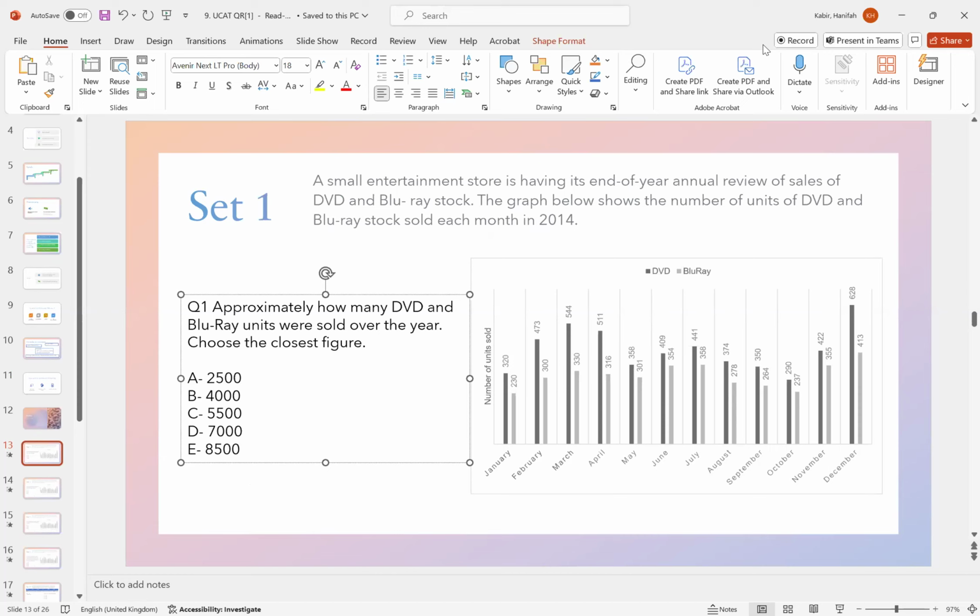It seems like most of you are a bit confused on this question. Essentially, what I would do is just eyeball things. There are 12 months and there are 24 stick, so whatever my average is, I am going to divide it by 24. Then I put how many DVD and Blu-ray units were sold over the year. Then I would eyeball things and think, for each one, it's give or take, let's say 600, 500, 600. When I multiply that by 12, it gives me a number that's closest to E.